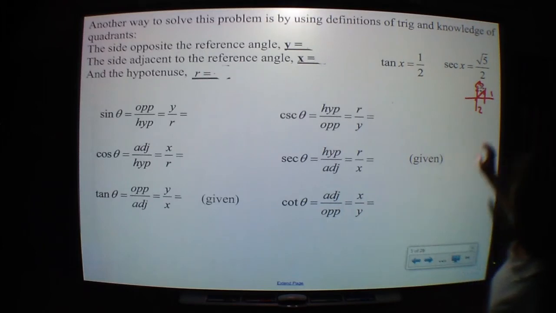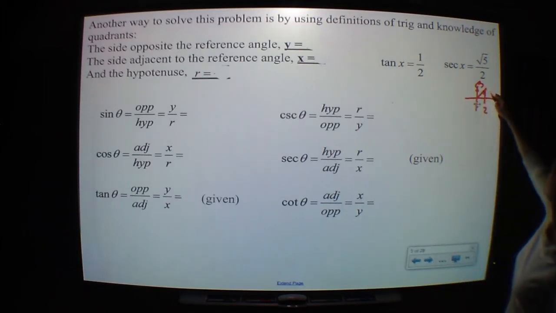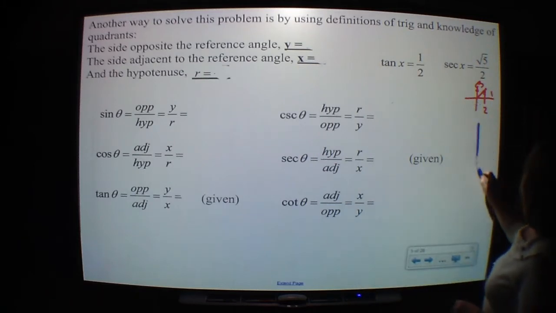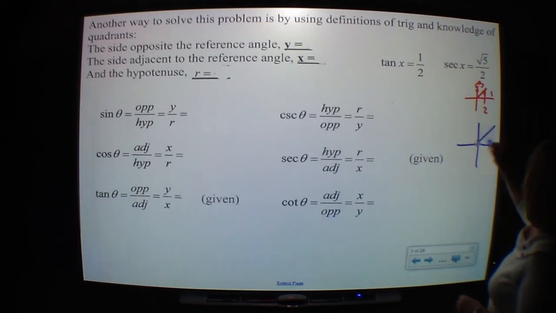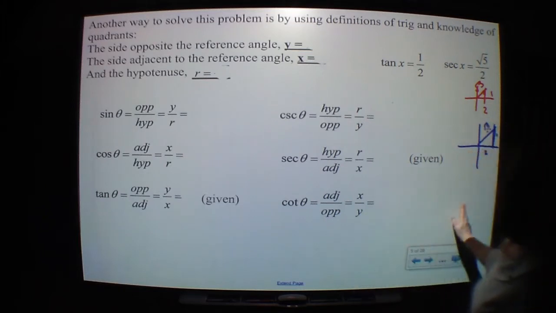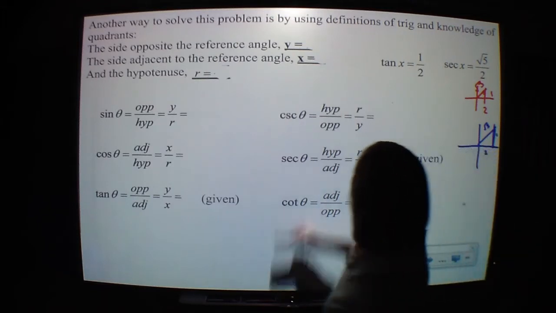Sorry about the picture moving. So that's radical 5. The opposite is 1. The adjacent side is 2. I apologize for the triangle, but so I have 1, I have 2, I have radical 5. Okay? So that's what the picture looks like. X is 2, y is 1, r is radical 5. So that's what I have right here.